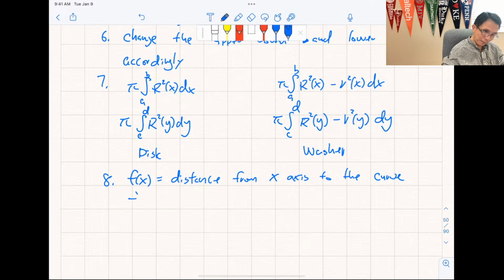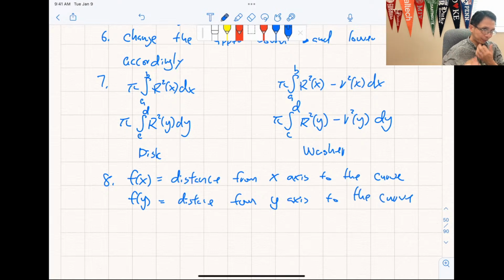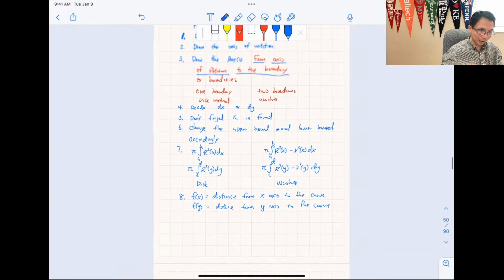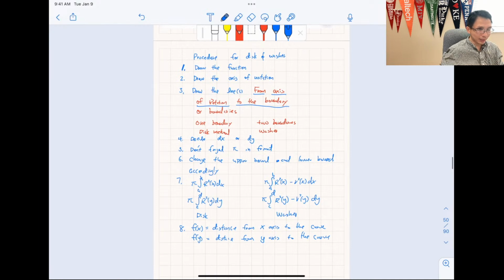And the f of y usually are distance from y-axis to the curve. Now this one is going to be very helpful if you're doing off-axis rotation. So you might sometimes have off-axis rotation, and it's going to be like this. Now you're going to see there's a lot of wording here. The problem is the actual work is not as much, because most of the time you're drawing and deciding.